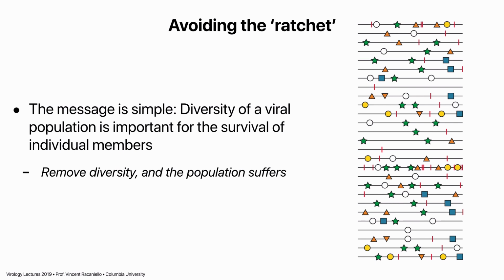Diversity of a population is important for the survival of all of them. The entire population survives when its diversity is great. You remove that diversity, which we did by the bottleneck passage, plaque-to-plaque passage, and reproduction suffers because the population doesn't have the diversity it needs to deal with genomes that are accumulating mutations.